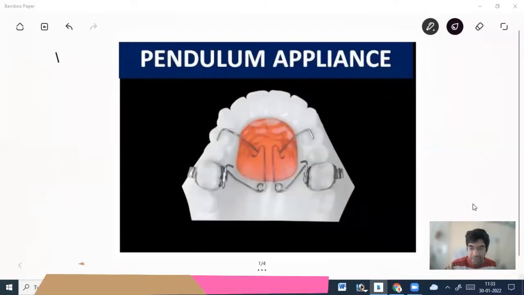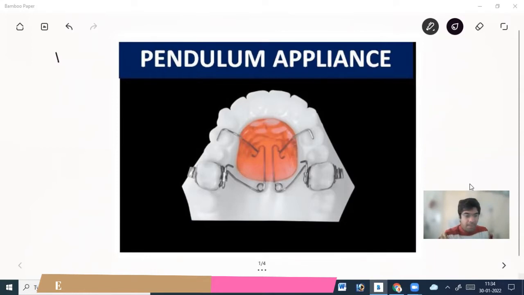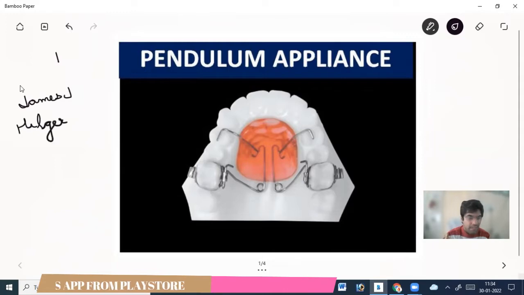So hello students, today the topic of discussion is the pendulum appliance. First of all, you have to remember who first discovered this appliance. So remember James J. Hilger of California.